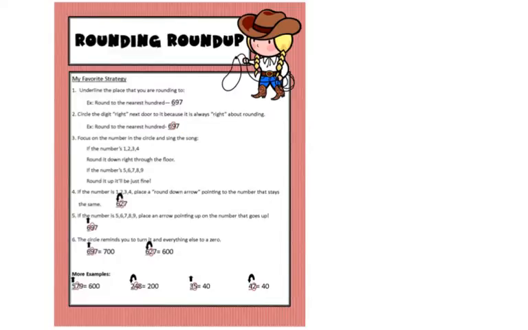Focus on the number in the circle and sing the song. If that number is 1, 2, 3, 4, round it down through the floor. If the number's 5, 6, 7, 8, 9, round it up, it'll be just fine.